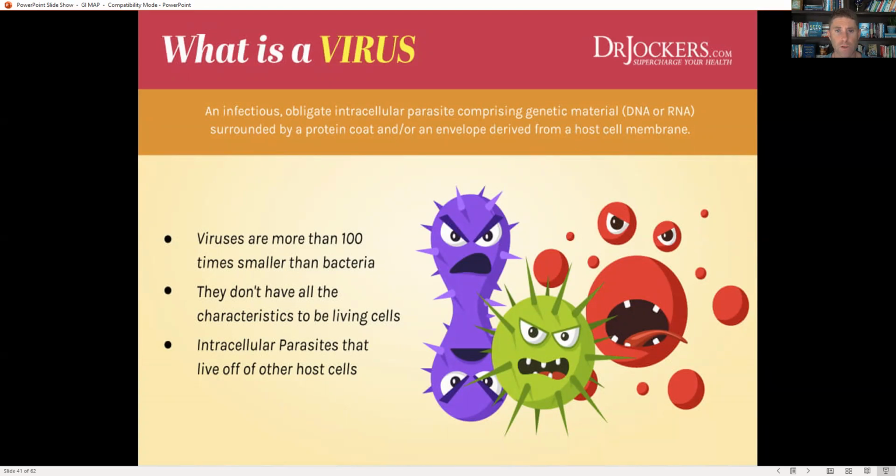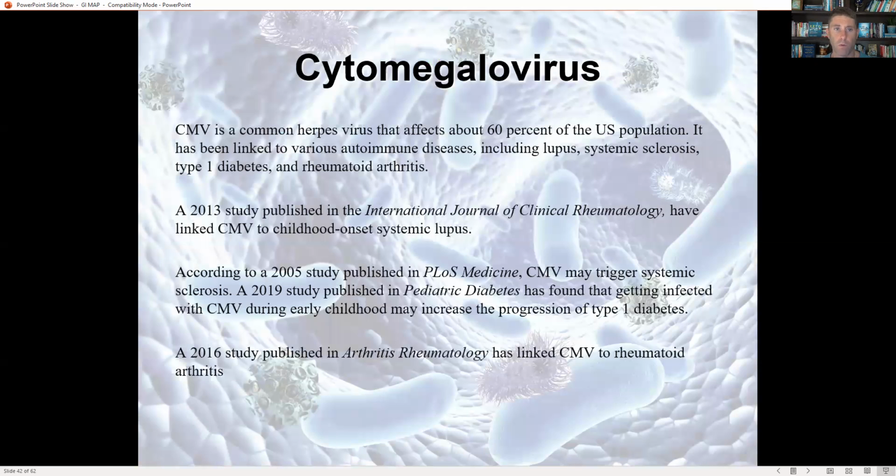And viruses are intracellular parasites. Some of them have DNA or RNA, so that can be an RNA virus or DNA virus, retrovirus. They're 100 times smaller than bacteria. They don't have the characteristics to be living cells. Intracellular parasites live off of other host cells. So one of the ones that's tested is cytomegalovirus.